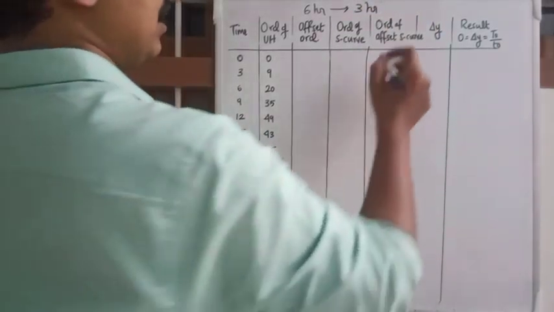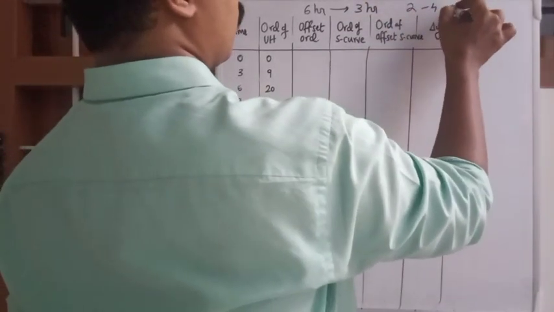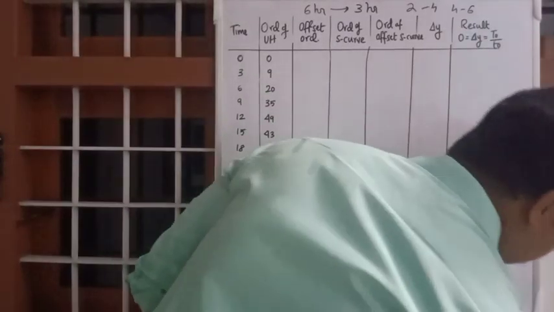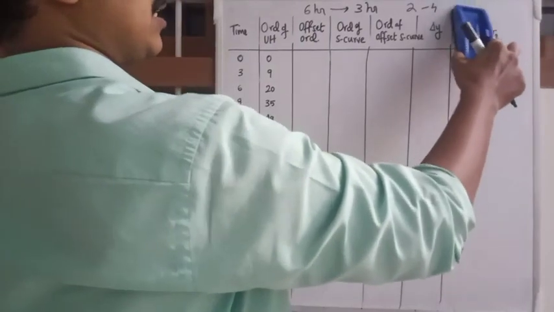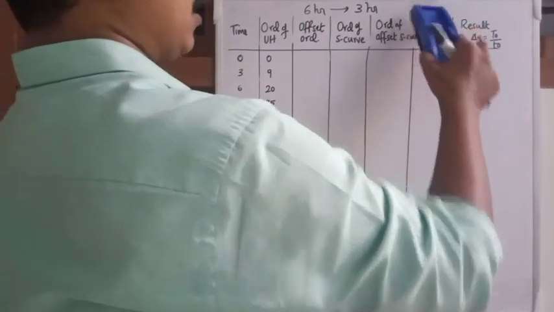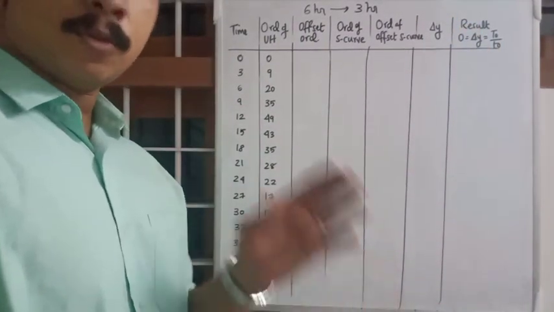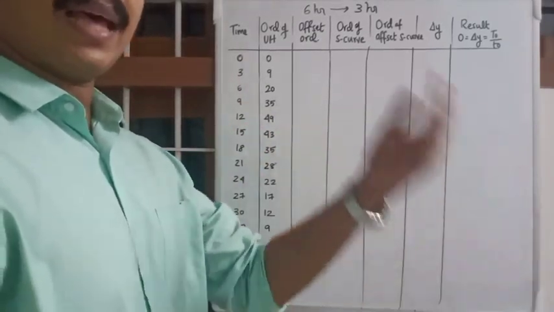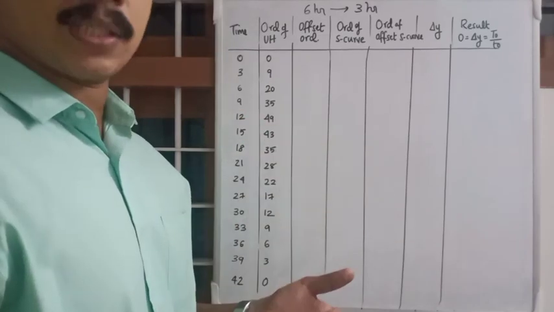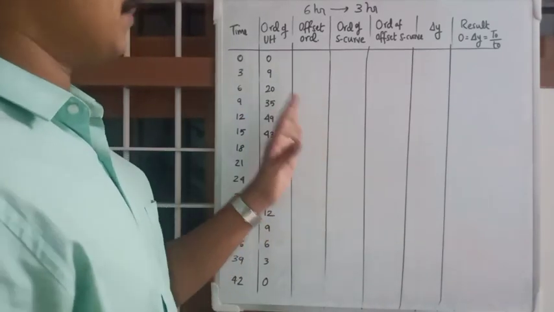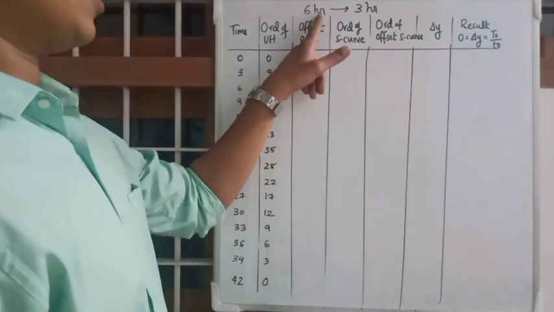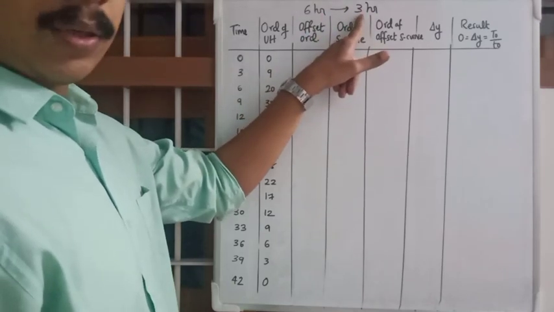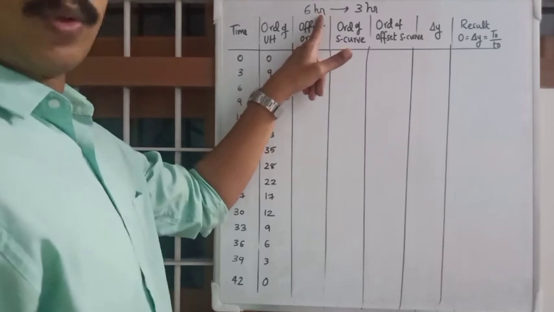It can be 2 to 4, 4 to 6, etc. It can be anything. You can do any type of duration change, or you can construct a unit hydrograph of any duration from another unit hydrograph of any duration. So same method. Today we are deriving a 3-hour unit hydrograph from a 6-hour unit hydrograph.